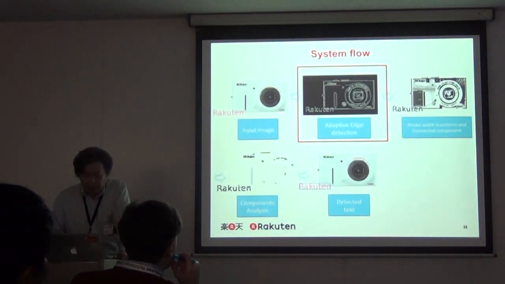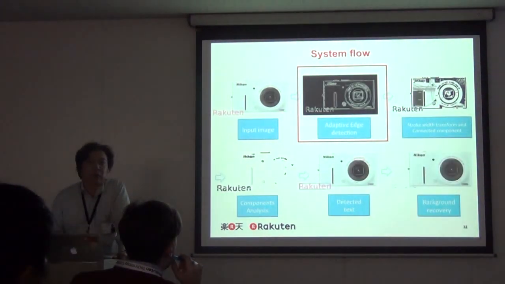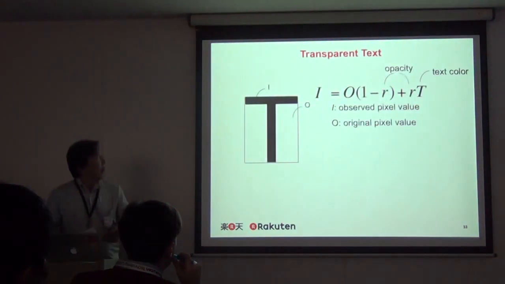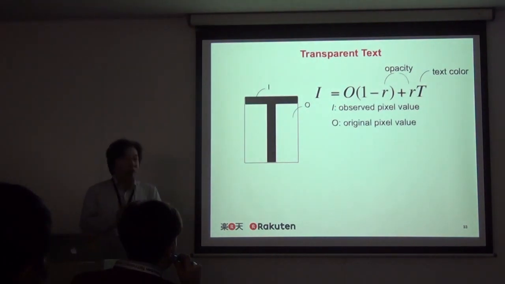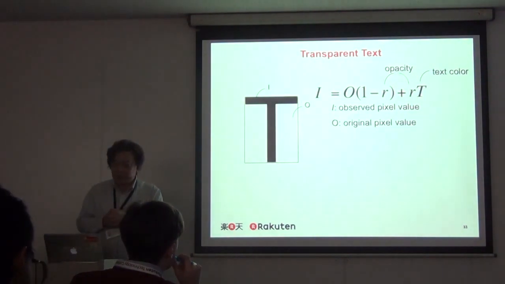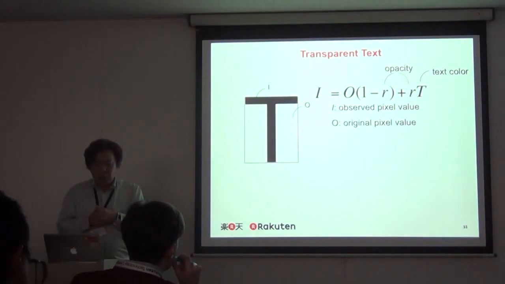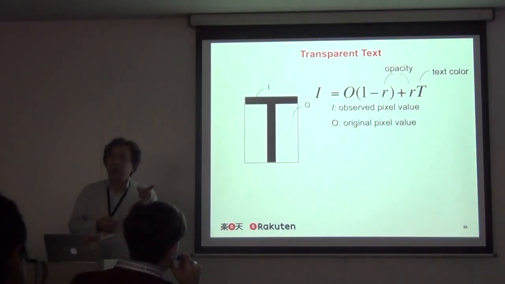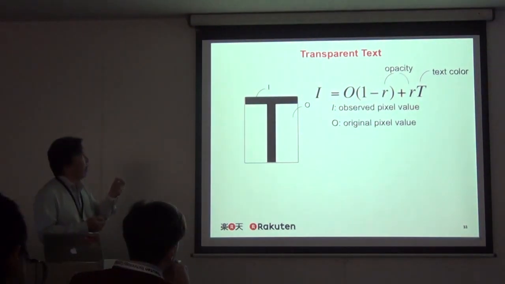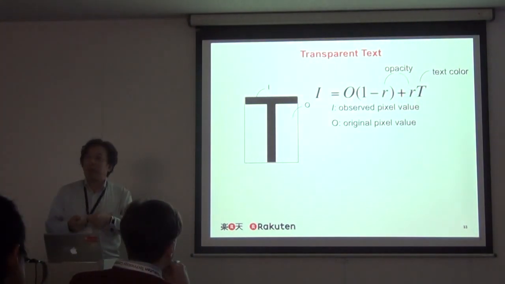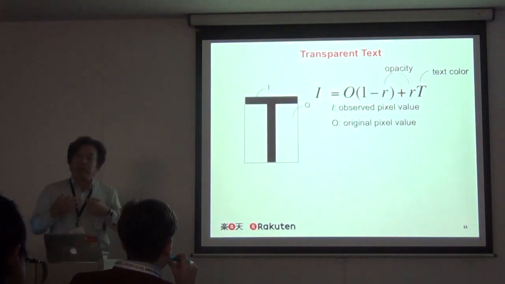Then after detecting text, we're going to do background recovery. I'm going to show how. For transparent text, pixel values of text can be described with this formula. The observed pixel value I is a mixture of the background pixel value, in this case O, and a text color T. The mixture rate is represented by opacity, gamma in this case. In other words, transparency. It is not necessarily 0.5 to 0.5, so it could be varied.